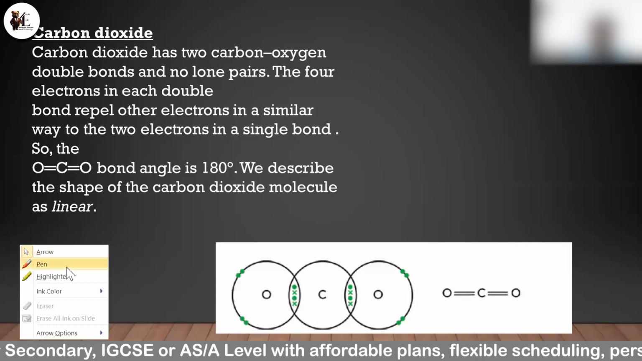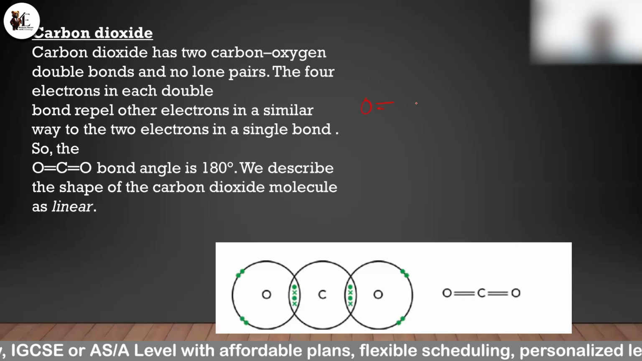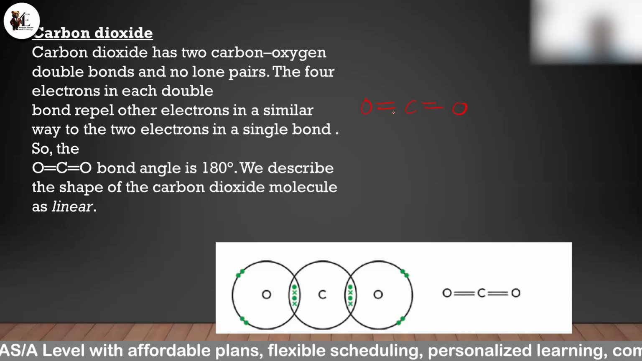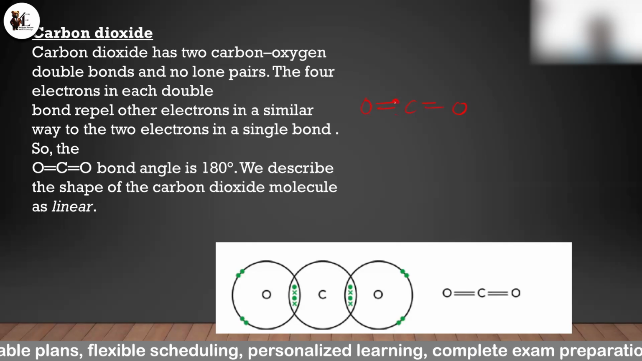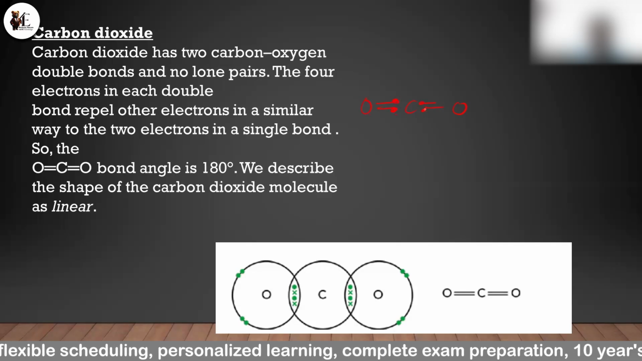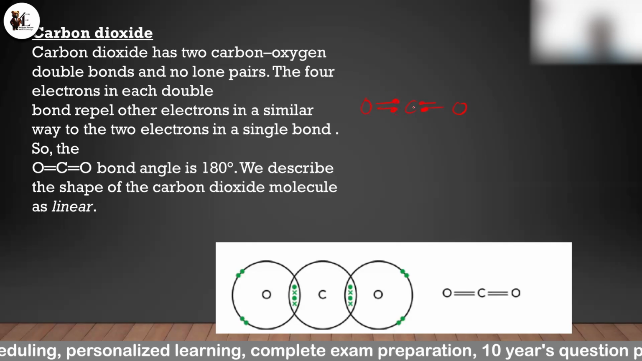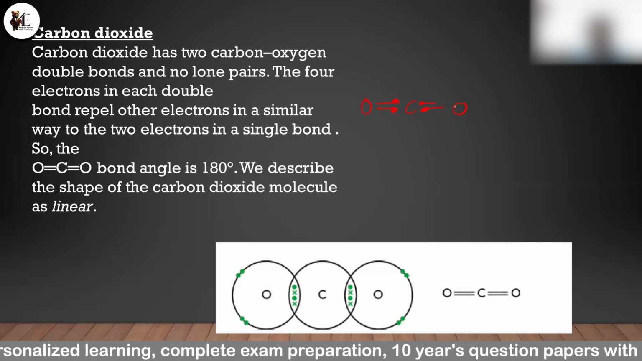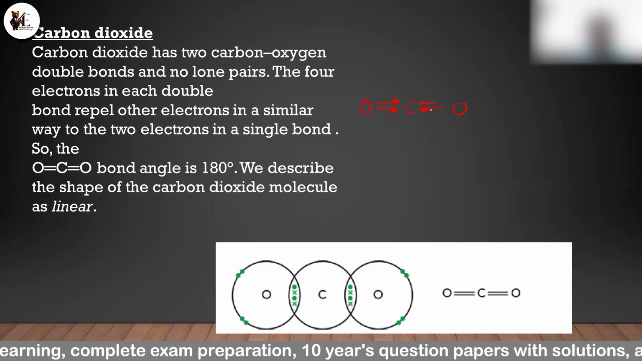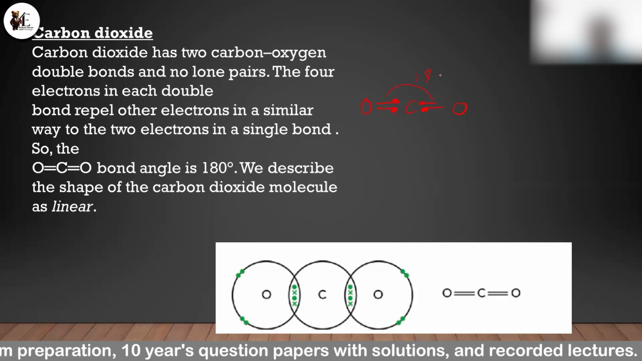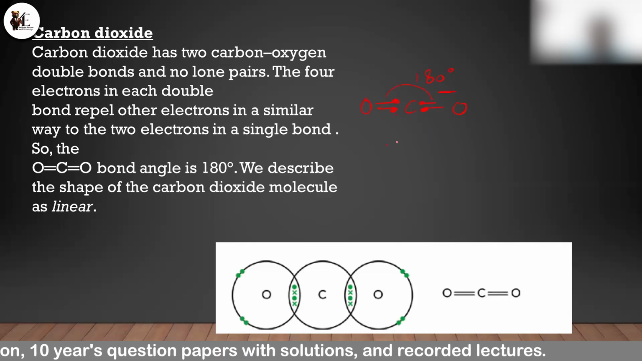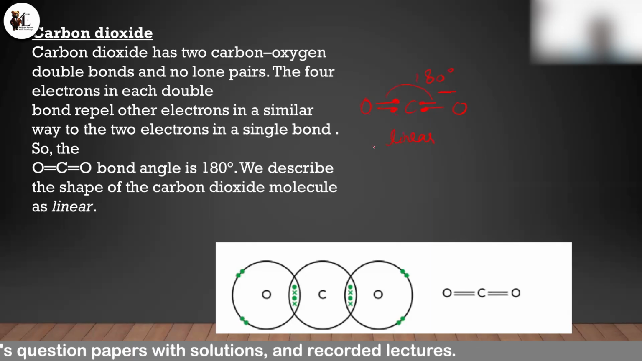Right? So carbon dioxide is like this, O double bond C double bond O. So it has 2 carbon-oxygen double bonds, no lone pair, because the carbon has only 4 electrons in the valence shell, which are all involved here. So there are no lone pairs. Now the oxygen atoms are placed such that there is minimum repulsion between them, and the bond angle is 180 degrees. The O-C-O bond angle is 180 degrees. Shape is linear.